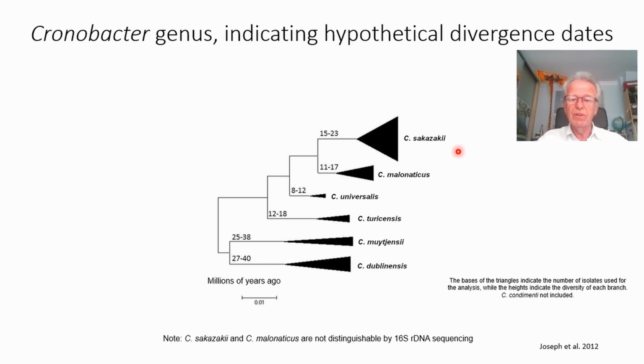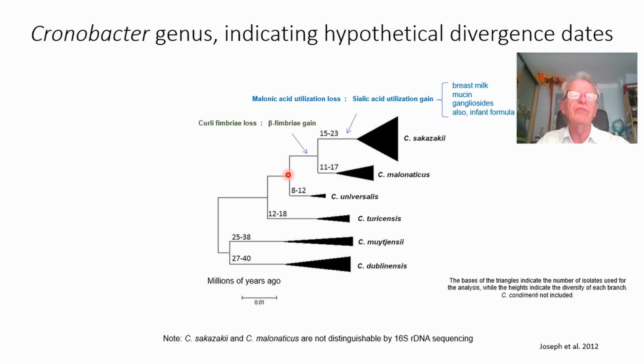Now, please bear in mind that with regard to even 16S sequencing, you cannot reliably distinguish between Cronobacter sakazakii and Cronobacter malonaticus. This particular diagram is talking really about the evolutionary history of the species, and our particular interest is in this group here, up with the malonaticus and the sakazakii, because they're the ones which are most associated with human infections. And what's interesting is when we compare genomes, then we notice there are differences in some of the fimbriae, that we don't have the curly fimbriae in malonaticus and sakazakii. Instead, we have beta fimbriae.